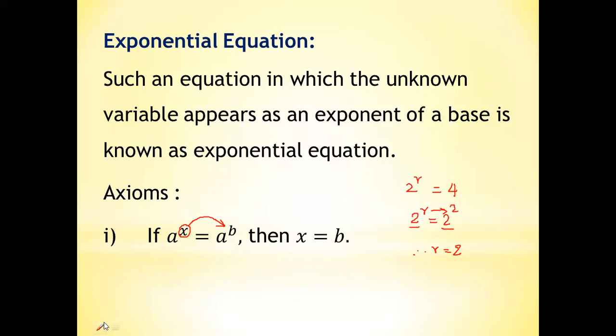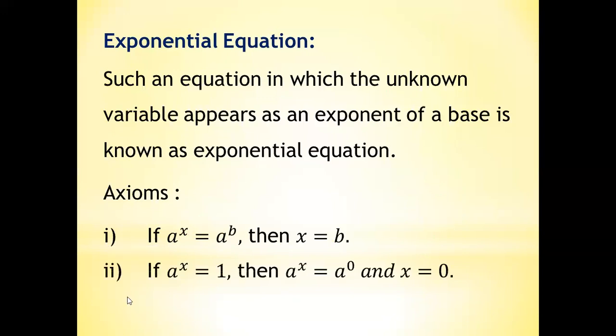Now, the second axiom: if a to the power x equals 1, this is another exponential equation. We know that 1 can be expressed as a certain base to the power 0, as previously discussed through the zero law of index. As we need to make the bases the same, I have written a on the right hand side, and we know that a to the power 0 again gives us the value 1.